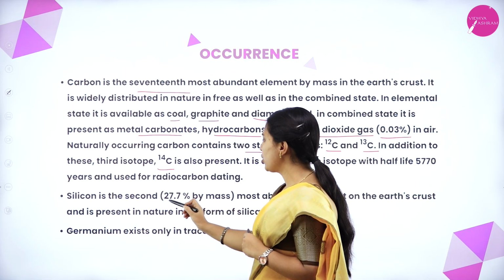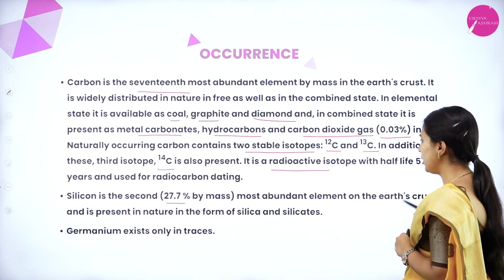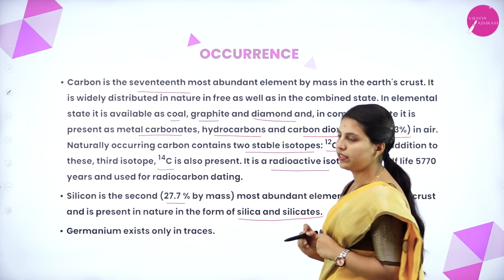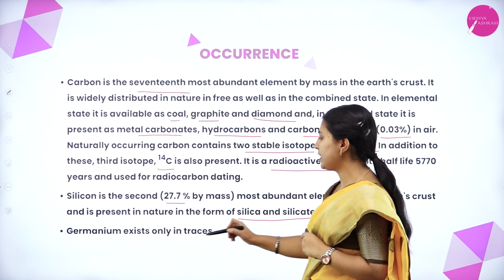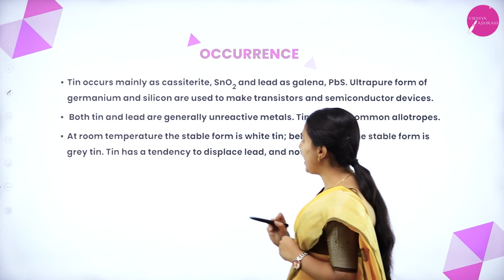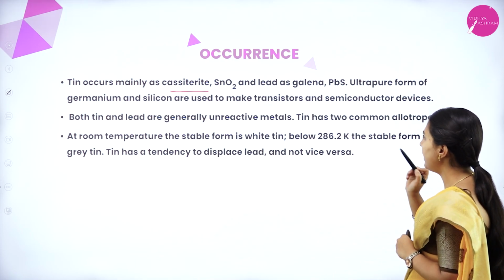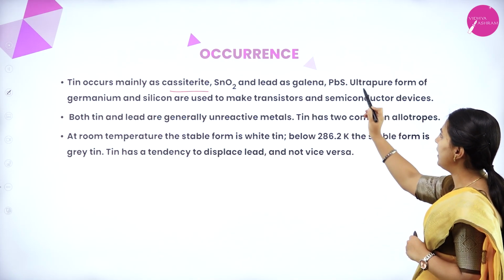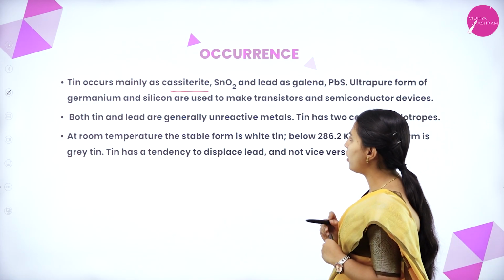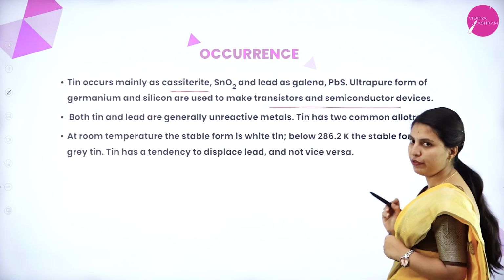Silicon is the second most abundant element, 27.7% by mass, on the earth crust and present in nature in the form of silica and silicates. Next, germanium exists only in traces. Next, tin occurs mainly as cassiterite, tin oxide, and lead as galena, that is lead sulfide. Ultra pure forms of germanium and silicon are used to make transistors and semiconductor devices.